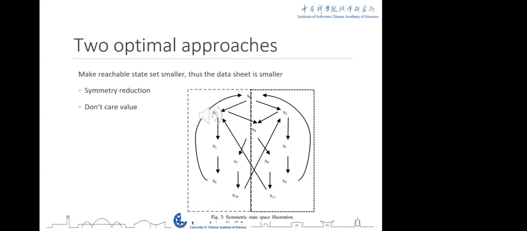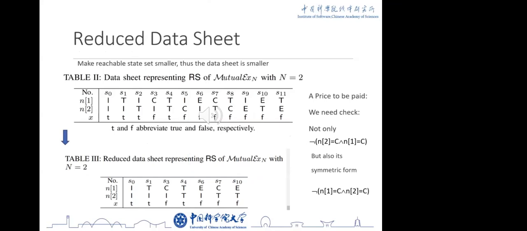We can adopt two optimization approaches to make the datasheet smaller, and then learn invariants quickly. One is to take advantage of the symmetry of the reachable state set. Secondly, we can use don't care values to reduce the datasheet further. After adopting the symmetry reduction strategy, the state space reduces from 11 elements to 7 elements. But we need to check not only a concrete form, but also its symmetric form.